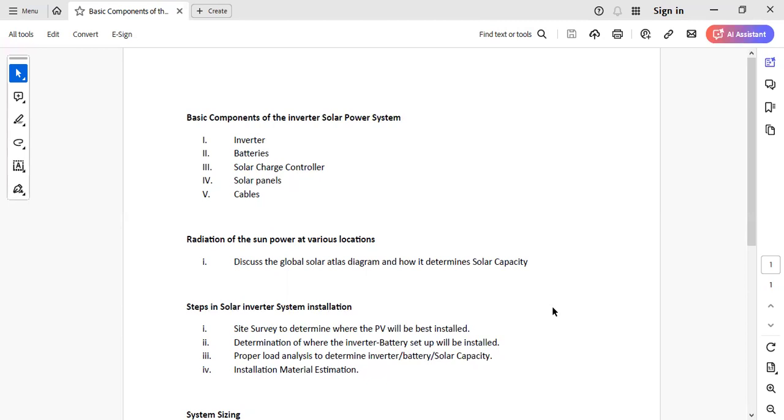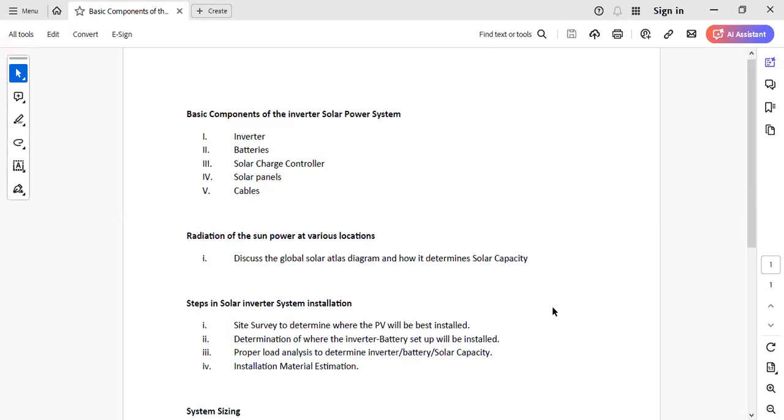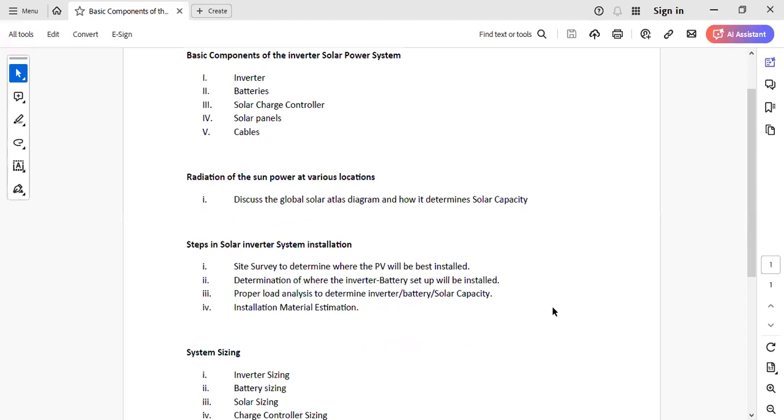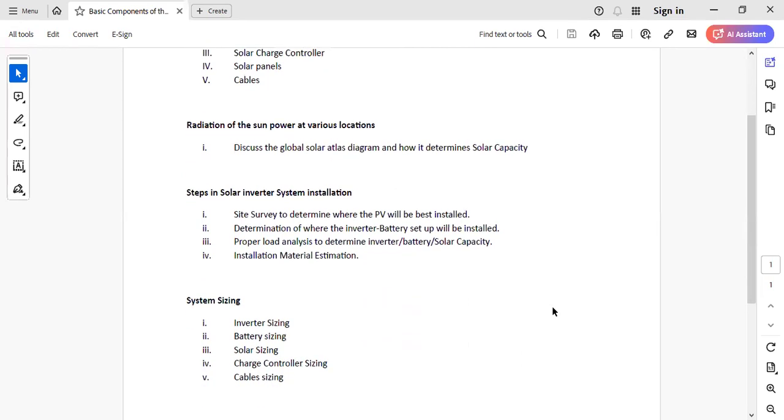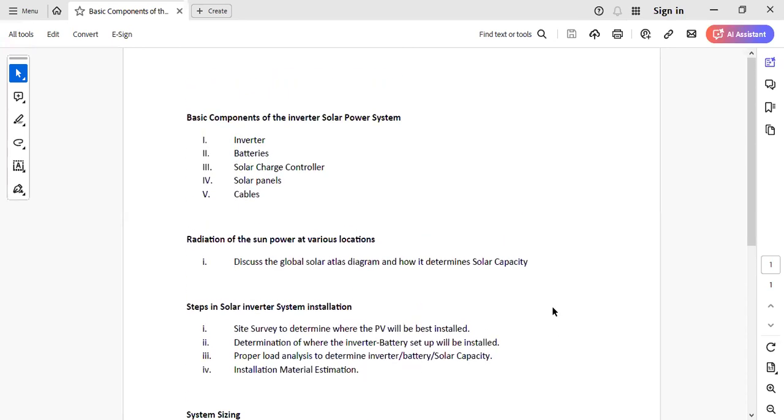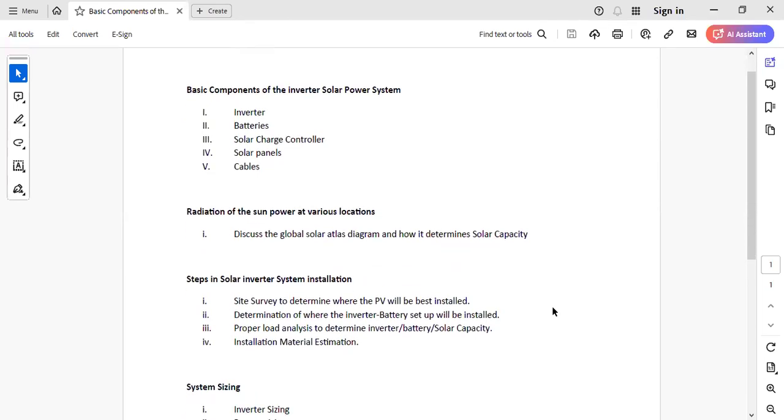So we are going to be talking about the basic components today. These are the things I want us to talk about: the basic components of the inverter solar power system; the radiation of the sun at various locations; steps in solar inverter system installation; then system sizing.